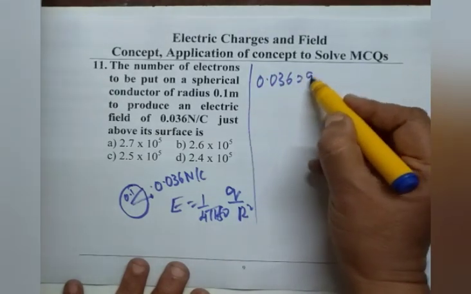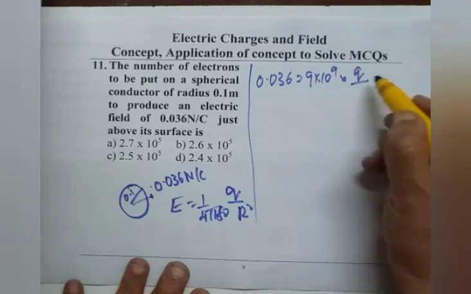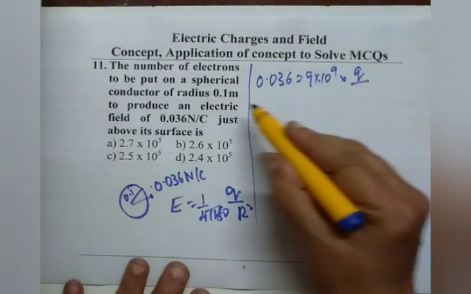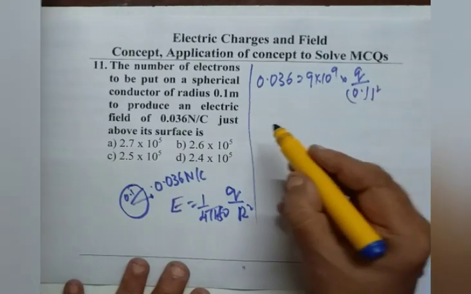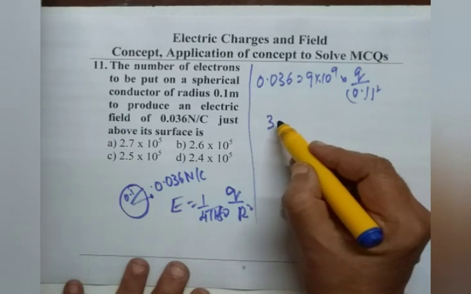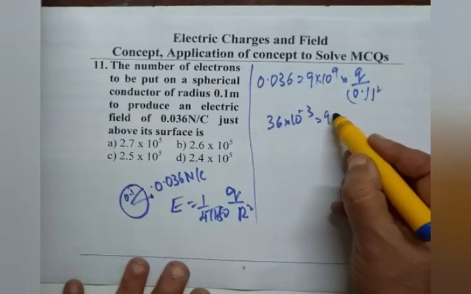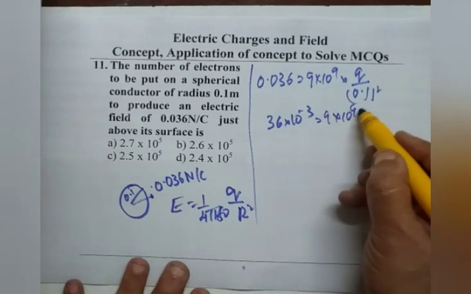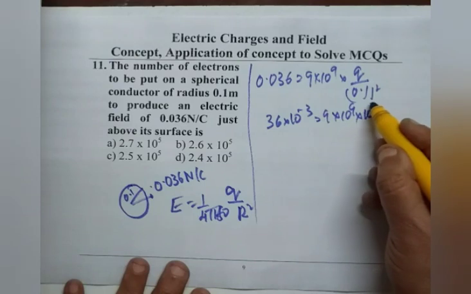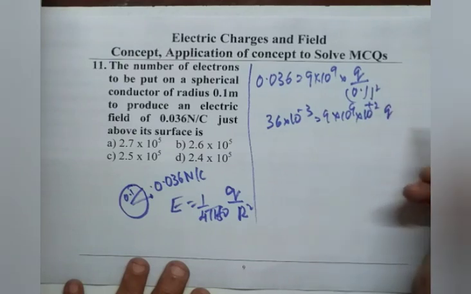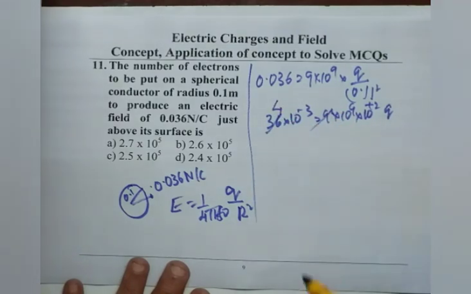0.036 equals 9 into 10 raised to 9, Q we don't know, and then R is 0.1. I write 0.1 square there. So this can be written as 36 into 10 raised to minus 3 over 9 into 10 raised to 9, 0.1 square is 10 raised to minus 2, coming over to numerator, plus 2 into Q. So if we simplify it, 4 is there.